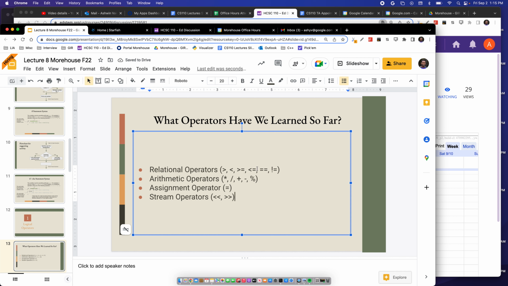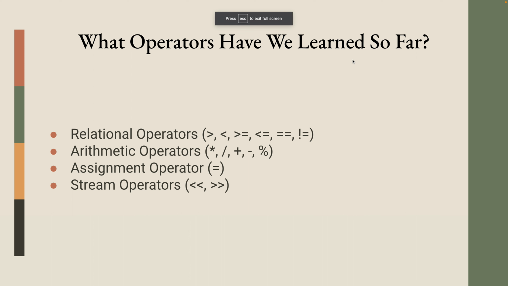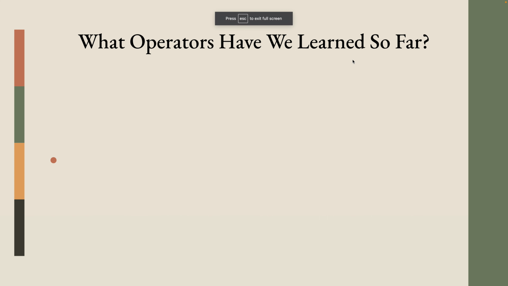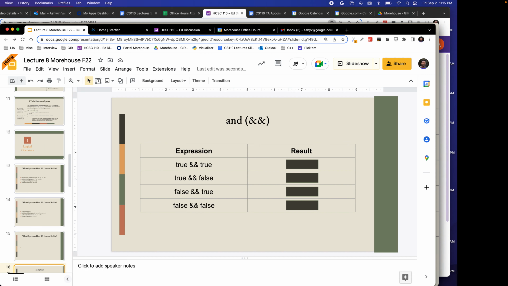Okay, so 6, 11, 12, 14 operators we've learned so far. We're going to learn 3 more today. Okay, so the first one is going to be and. And let's motivate it with an example. Let me create a new slide.